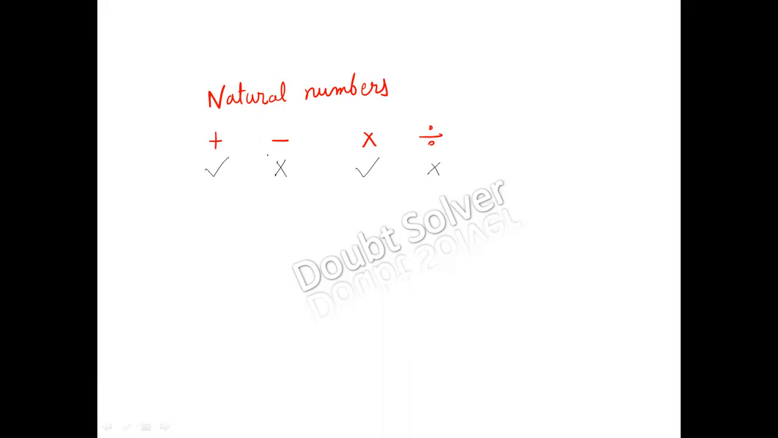When we did the addition operation, we got a natural number only. But when we did the subtraction operation, we got an integer as a result. In multiplication, we got a natural number as a result. In division, we got a rational number. So for natural numbers, which property have we checked? Closure.